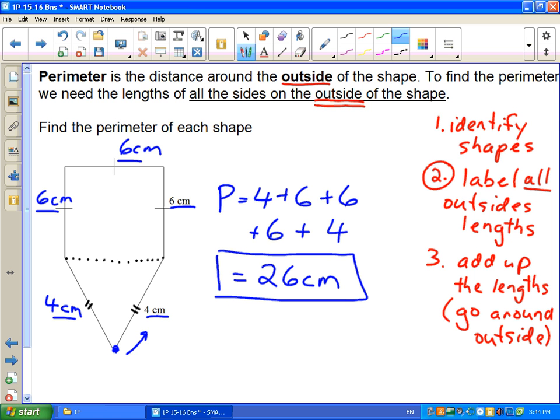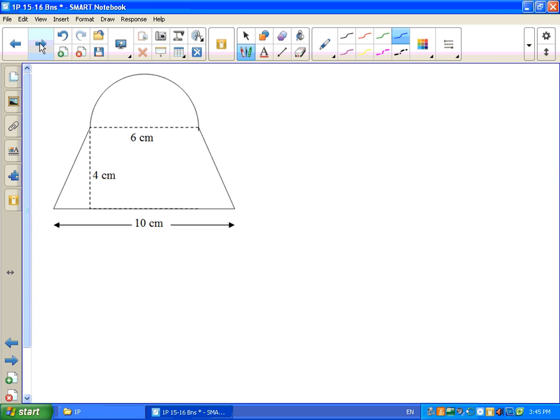Okay? So just label the lengths of the sides on the outside, and then go around adding them up. Now, why is step 2 here the tricky step? Because sometimes you're not given enough, you have to do some calculations to figure out what the lengths of some of the sides are. So we'll take a look at an example at our next shape, which is an example of when you have to do that.